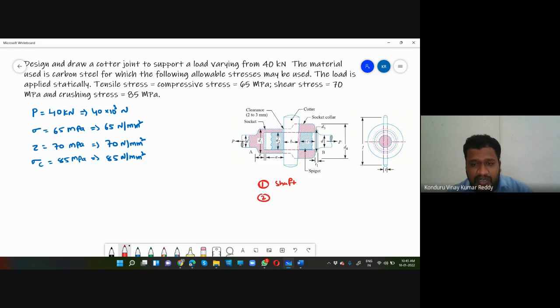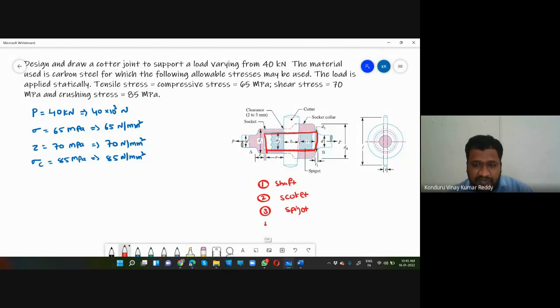The second part is the socket, this one is the socket. The third one is the spigot. Socket is a female component and spigot is a male component. This is the spigot.